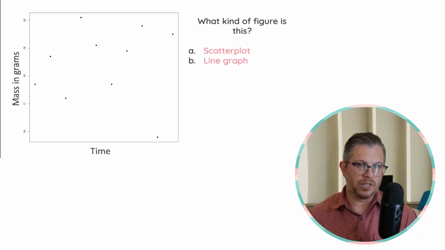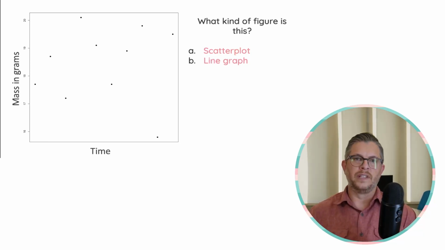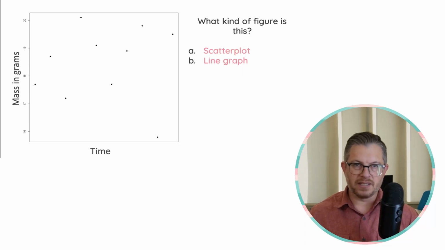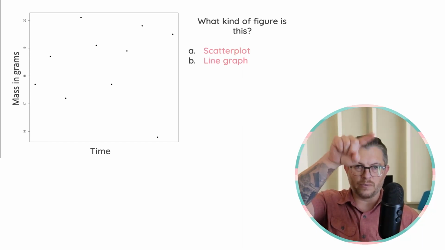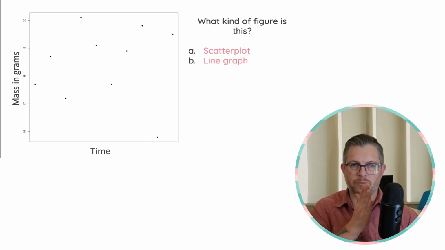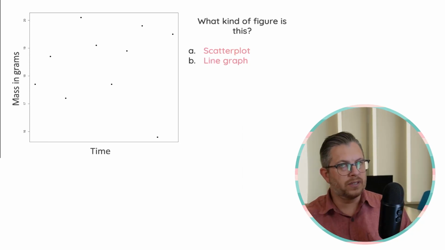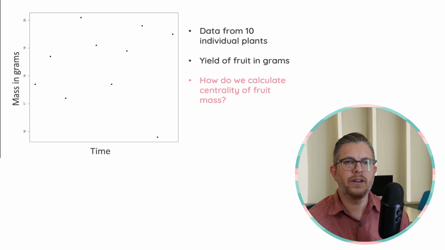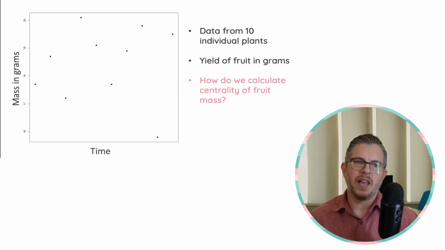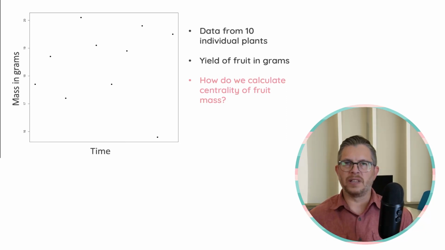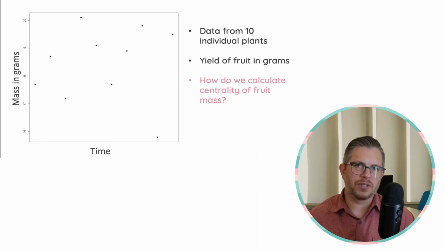Now, this could be a line graph. Because the x-axis is time, you could make this very easily into a line graph. You would just have to draw and connect the dots between all of the time points in order along the x-axis. And you could do that. But for now, it is just a scatter plot. This is going to be data from 10 individual plants, and the y-axis is yield of fruit in grams. So at different time points, we collect fruit off trees, and this measures how much fruit we get.